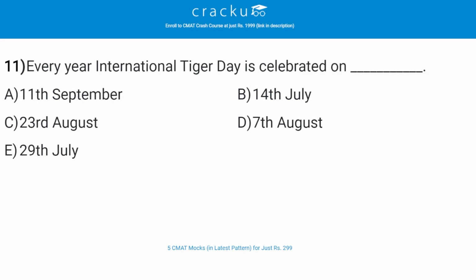Every year, International Tiger Day is celebrated on dash. The correct answer is E, 29th July. So, this day was founded in 2010 when the 13 tiger range countries came together to increase the global goal to double the number of wild tigers by the year 2022. Let's check the next question.